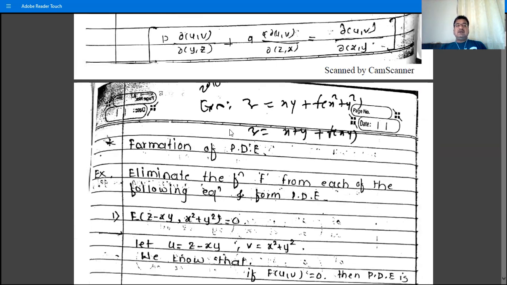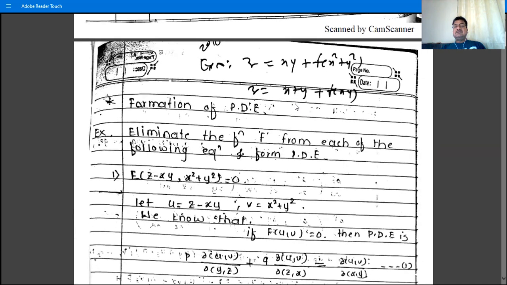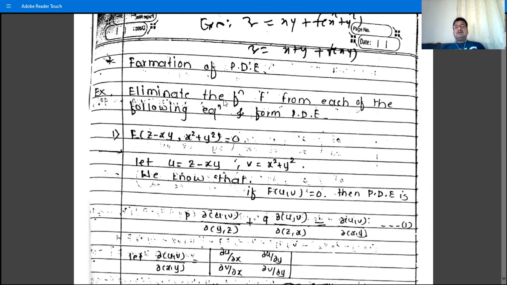The next example: z = x·y + f(x² + y²); z = x + y + f(x·y). Eliminate the function f from each of the following equations and form the partial differential equation. Again, the same type of problem. We have to eliminate the function and find the partial differential equation.